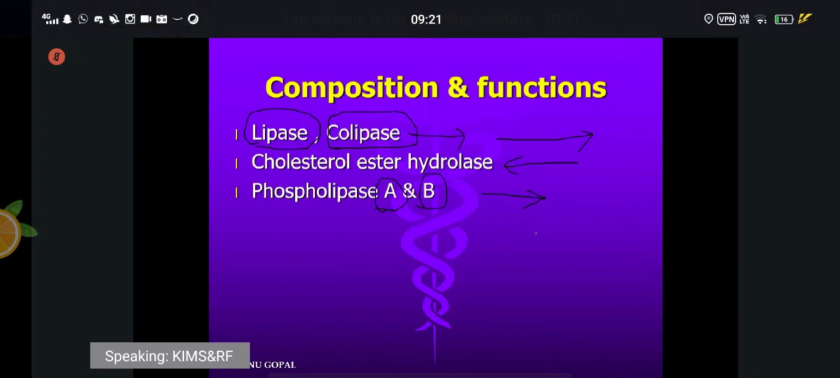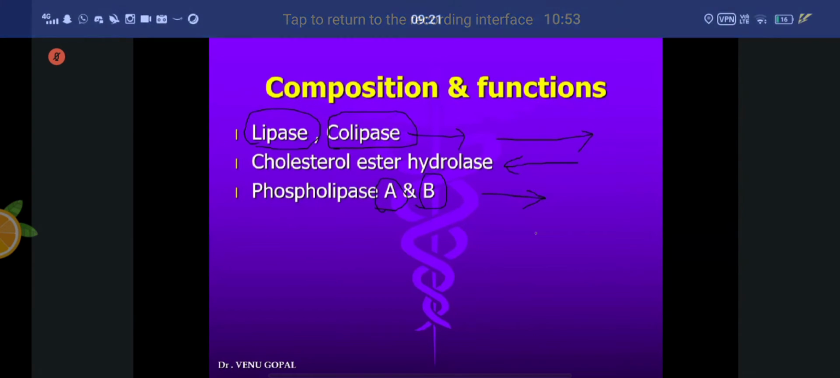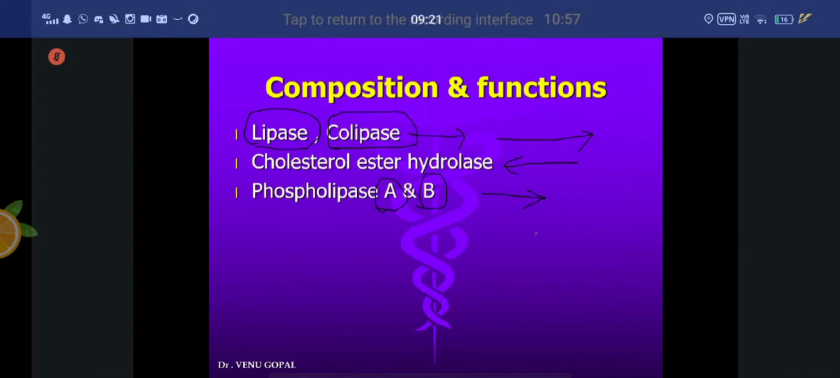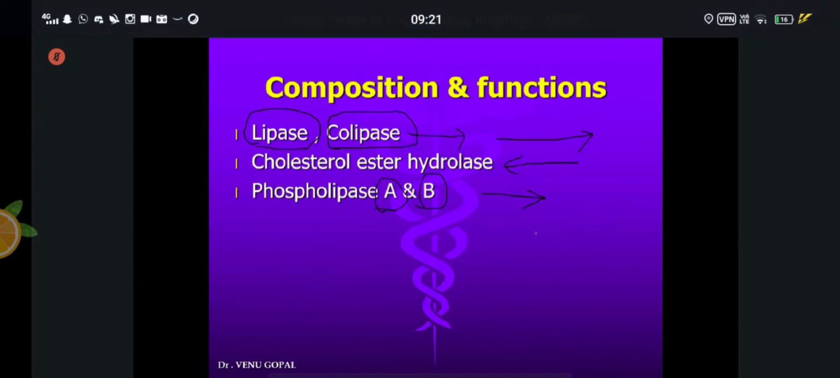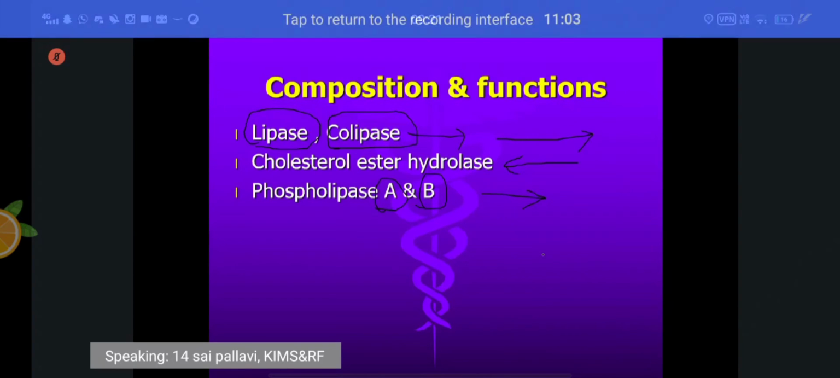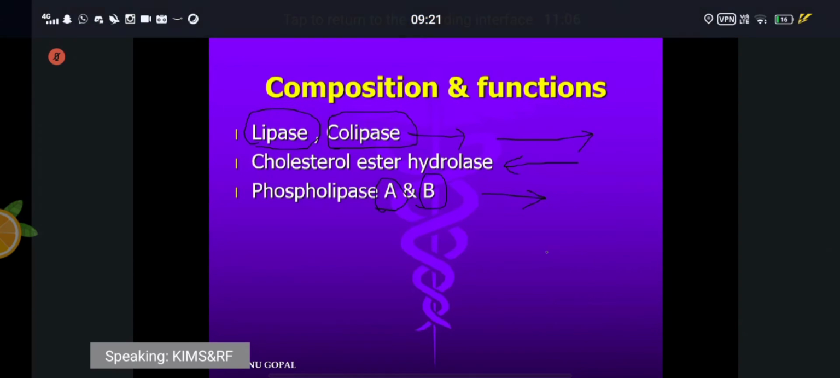Okay, so to digest all these things, we need to recollect the organization of the cell, the organization of muscle tissue, so that for every component to be digested, we need to have a respective enzyme to digest that component. If you can recollect in that way, you can easily list out all these things.